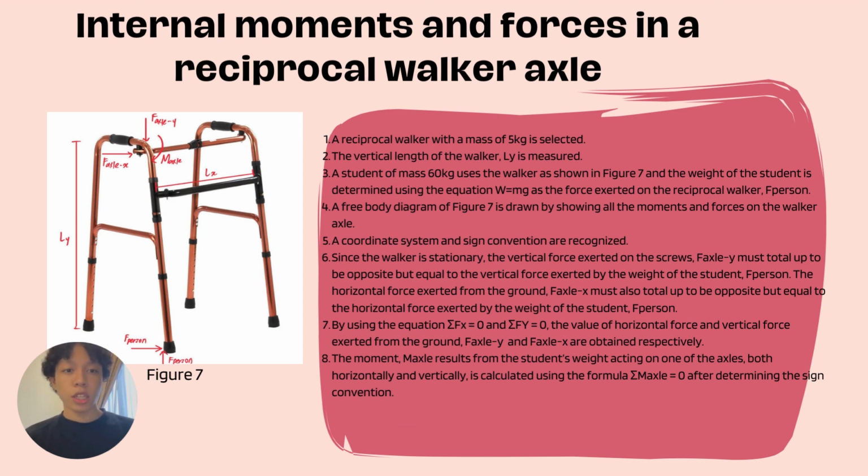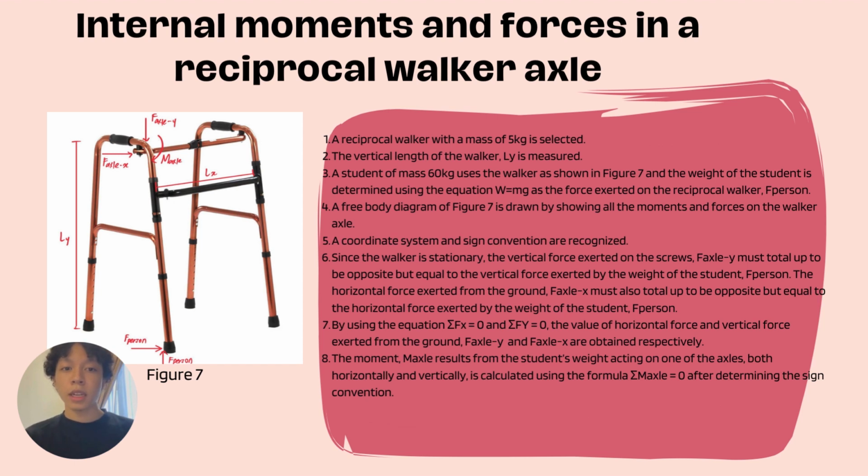Since the walker is stationary, the vertical force exerted on the screws, F axle Y, must be opposite but equal to the force exerted by the weight of the student. The horizontal force exerted on the ground, F axle X, must also be equal and opposite to the horizontal force exerted by the student. By using the equations summation of horizontal forces equals 0 and summation of vertical forces equals 0, the values of the horizontal and vertical forces, F axle X and F axle Y, are obtained respectively.